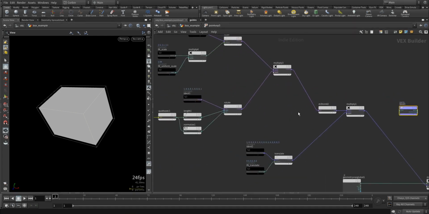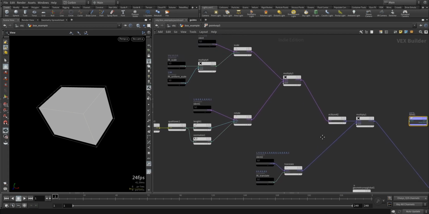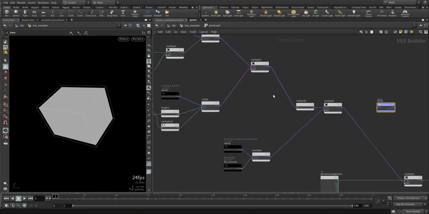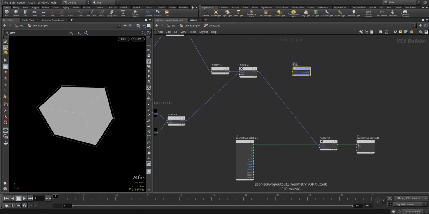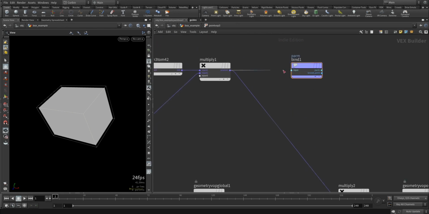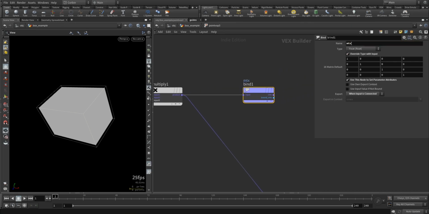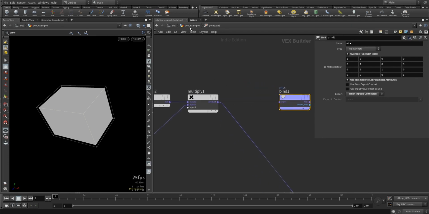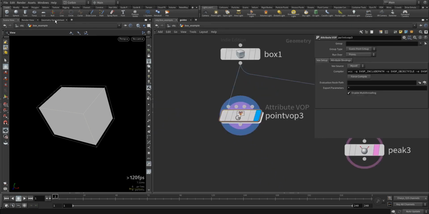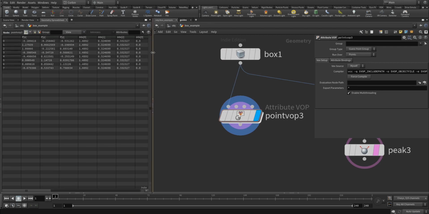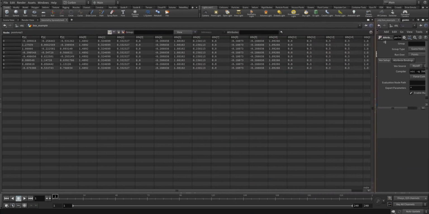create a matrix in the right order here, manipulate these numbers in any way we want, and then multiply them by a point position, and then we get the result. Now, I just want to show you one quick thing. I'm just going to create a custom attribute and call it MTX, and it's a matrix, just to write out the matrix of these points and then show you in the geometry spreadsheet here what our matrix looks like.